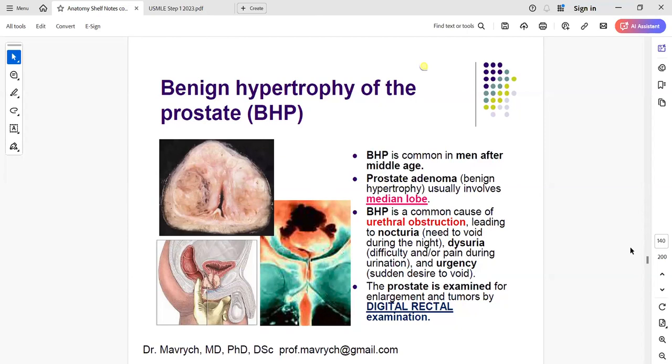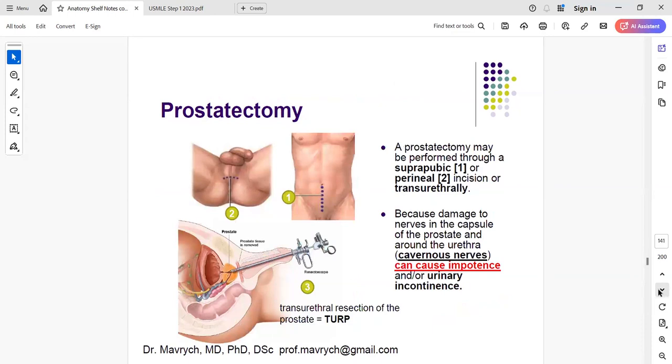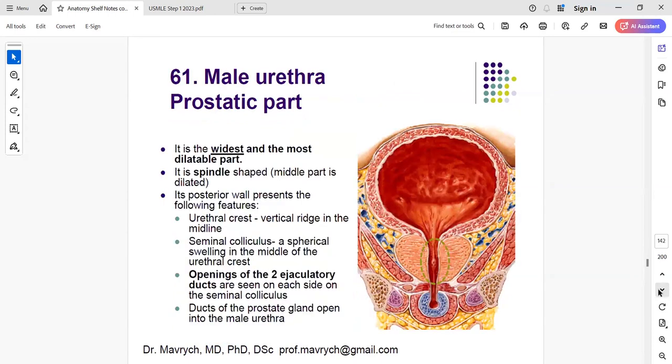They're like, okay, he's 60. He's telling me that he has urgency to void. He's telling me that he has dysuria. I just did the complete urine culture. Everything comes out to be normal. Then you should be like, okay, I think this is BPH, right? So then you do the prostatic examination, which we call DRE. Prostatectomy, we don't worry about it that much.